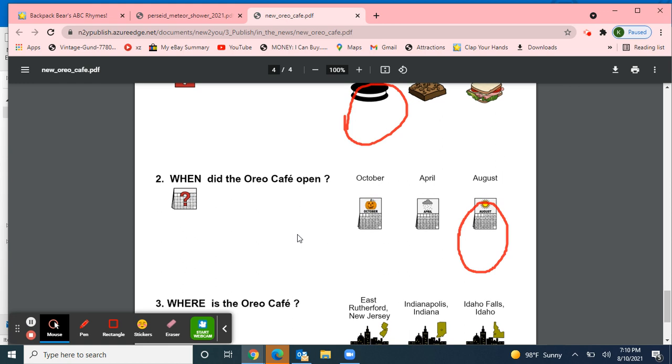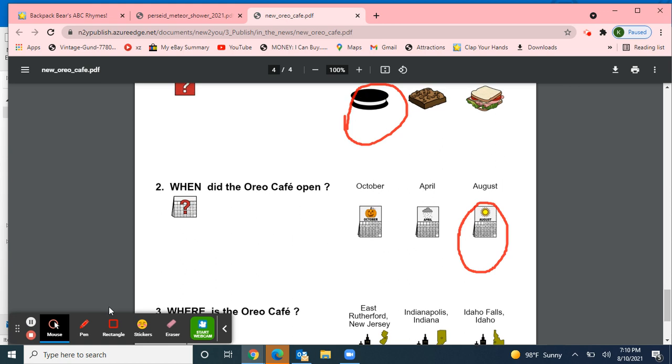Our last question, where is the Oreo Cafe? East Rutherford, New Jersey, Indianapolis, Indiana, or Idaho Falls, Idaho? The Oreo Cafe is in East Rutherford, New Jersey.